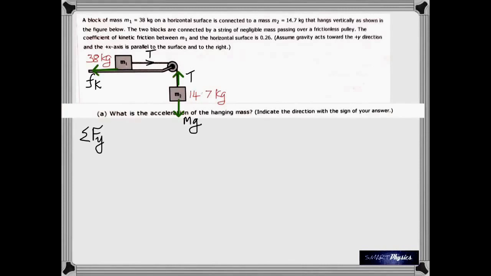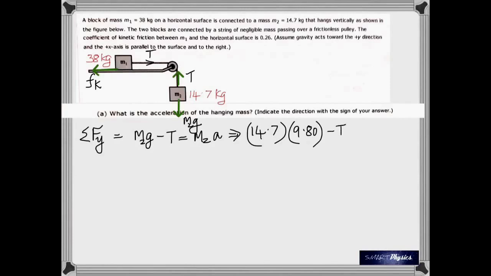So considering the net force on M2, that's along the y-axis, there is M2G down minus tension up, which is equal to mass times acceleration. So I'm going to make that M2 now. So that's 14.7 times 9.80 minus tension, which we do not know, is equal to 14.7 times A.